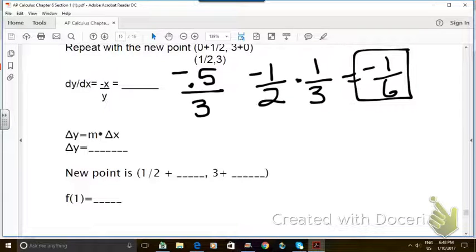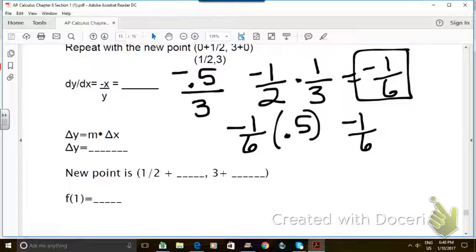And then, to find delta y, we go dy/dx, or m, times delta x. So, we take negative 1 over 6 times 0.5, or a half. So again, if I do fractions, I'll keep it in fraction form, is negative 1 over 12.